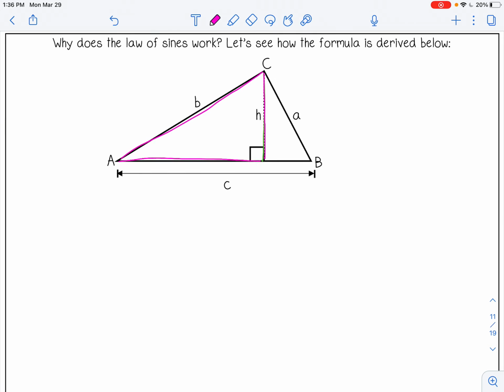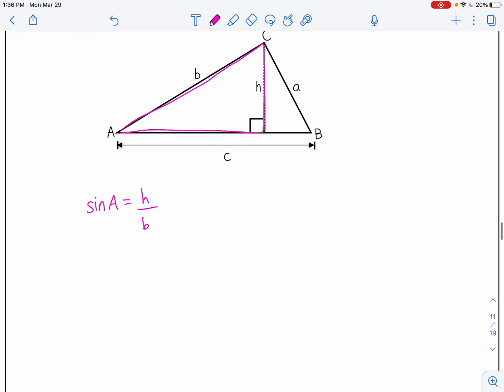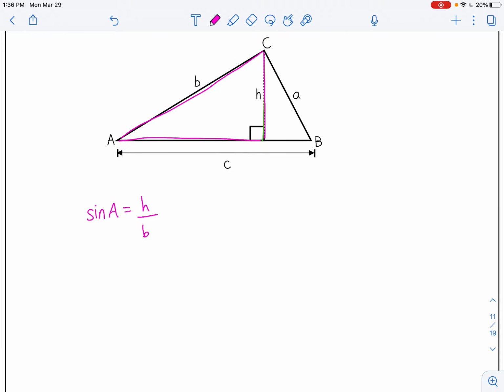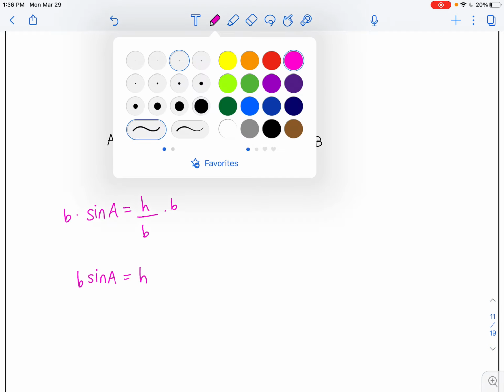And think about the sine ratio. So let's say we want to find the sine of angle A. Remember, sine is opposite over hypotenuse, so that would be h over b. And I can also go ahead and solve that for h by multiplying by b on both sides. So b times the sine of A equals h. And we're doing that for a reason. You'll see in a second.